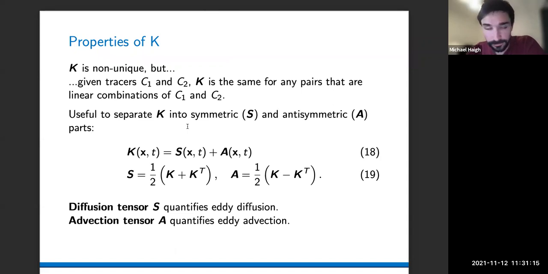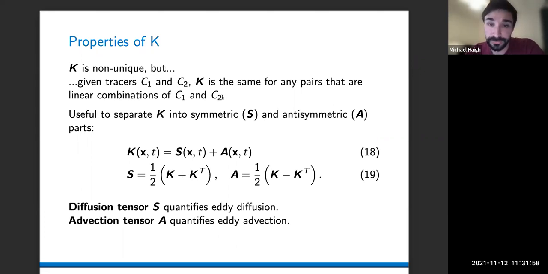So now I'll give some more useful properties of this transport tensor. I mentioned very briefly earlier that the transport tensor is non-unique, meaning that it depends on the tracers with which it's computed. But the non-uniqueness isn't quite as pathological as it might first seem. If you have tracers C1 and C2, then we can exploit the linearity of the flux gradient relation and the linearity of the tracer equation. Doing that, we can show that the transport tensor K is the same for any tracer pairs that are linear combinations of the first two tracers.